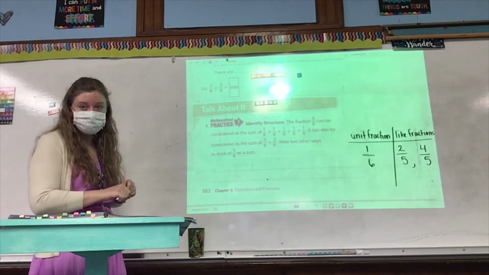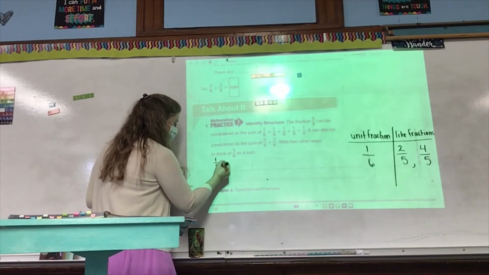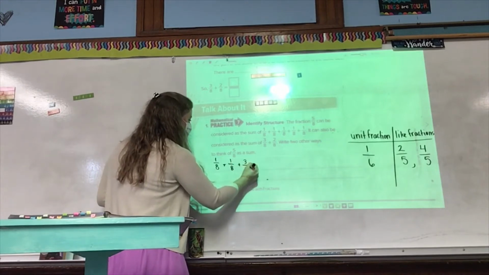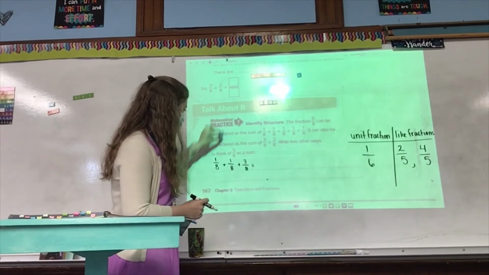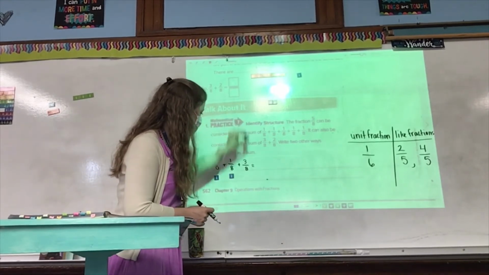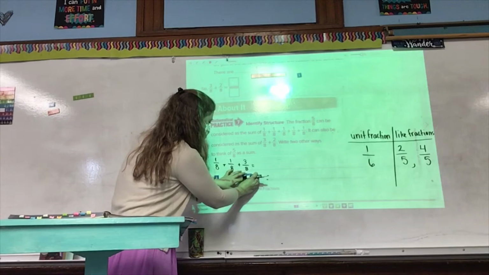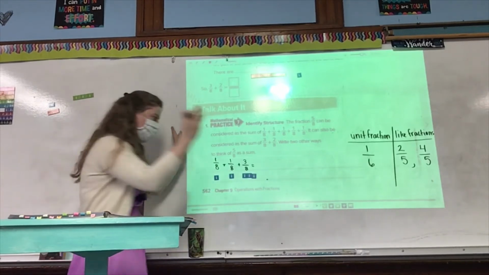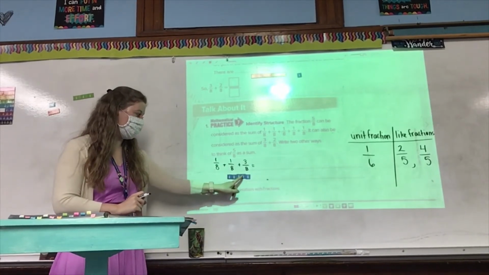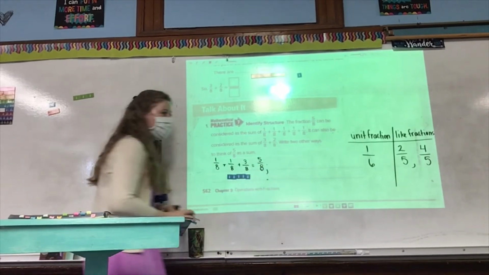We could do 1/8 plus 1/8 plus 3/8. Because if we take 1/8, 1/8, and then 3/8, and we squeeze them together, we get 1, 2, 3, 4, 5/8. Very good.